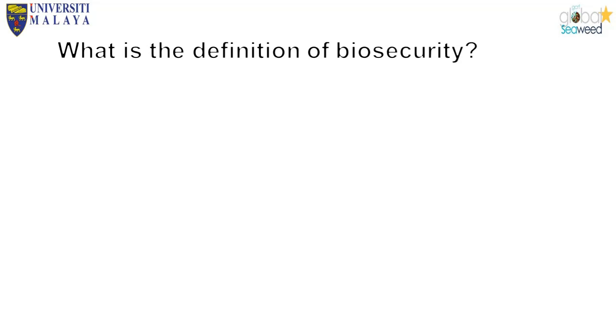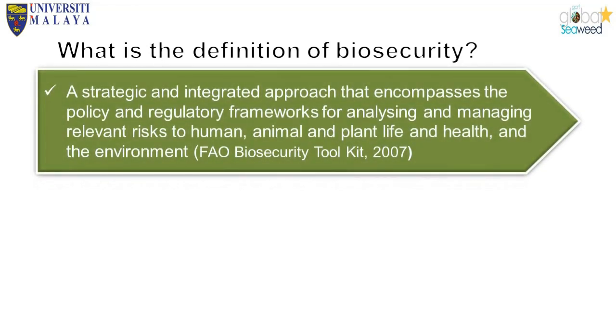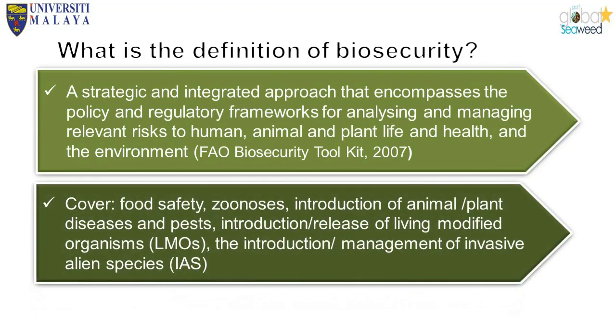First of all, what is the definition of biosecurity used in this study? According to the Food and Agriculture Organization, the definition of biosecurity is a strategic and integrated approach that encompasses the policy and regulatory framework for analyzing and managing relevant risks to human, animal, plant life and health and the environment. So through the definition, the concept of biosecurity itself covers food safety, zoonosis, introduction of animal and plant diseases and pests, introduction or release of living modified organisms, and introduction and management of invasive alien species.